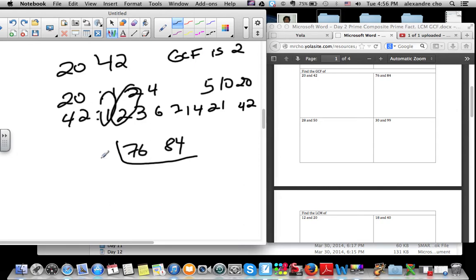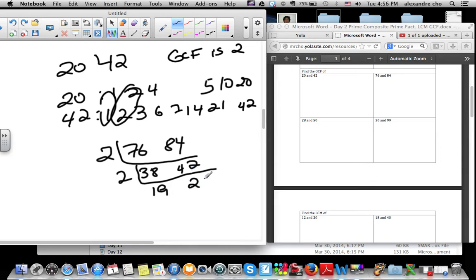So think of a number that goes in 76 and 84. Since I can't think of any, I will just use 2. They're both even numbers, so I know 2 goes into both. 2 goes in 76, that'd be 38 times, and to 84, 42 times. Is there another number that goes into 38 and 42? Yes, 2 again. And that would be 19.